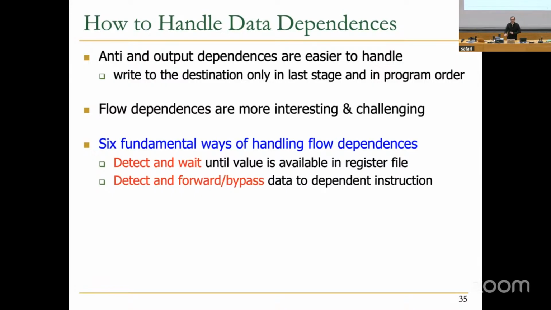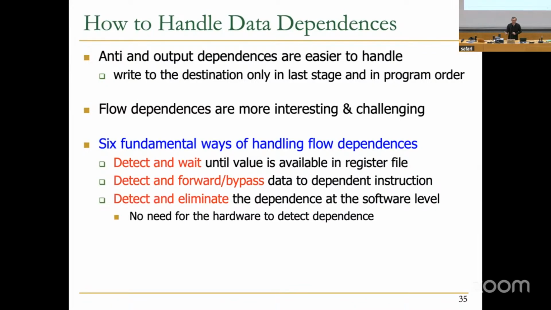You detect the flow dependence and forward the data from the producer instruction to the consumer instruction whenever the producer produces the value. You don't wait until the data is written to the register file. These are 2 different things, as we will see. You detect that there is a dependence and eliminate the dependence at the software level. So software figures out that 2 instructions are dependent on each other, and I should separate them a little bit so that they don't cause problems to each other in the pipeline. This is actually a very powerful technique if you can do it.